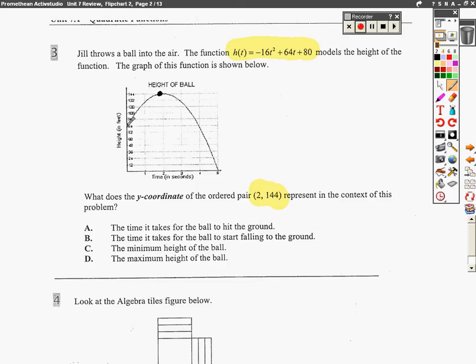Remember, it's a real-life problem, so it's going to go into the negatives, which doesn't make sense, but it's still a symmetrical parabola. And that's not going to be what time it takes for the ball to hit the ground. That would be this right here. The time it takes for the ball to start falling to the ground. Now remember, we're talking about the y-coordinate. So the y-coordinate is the height. So that's going to be the maximum height of the ball, because it's as high as the ball gets before it starts coming down.